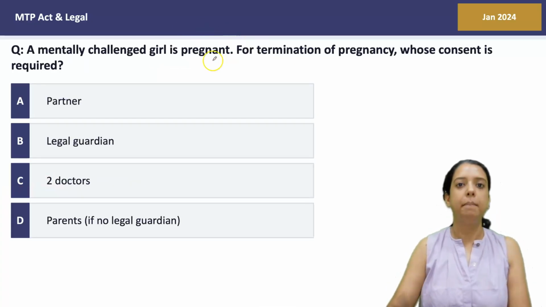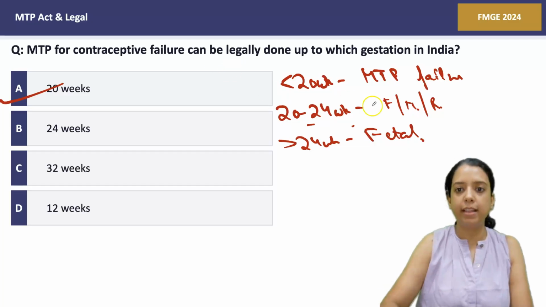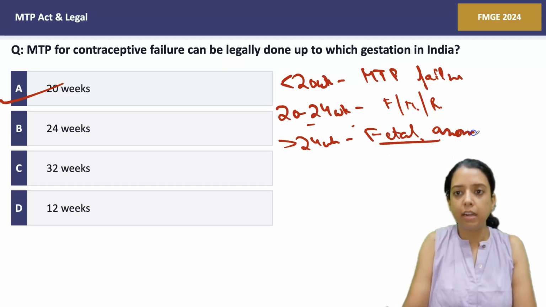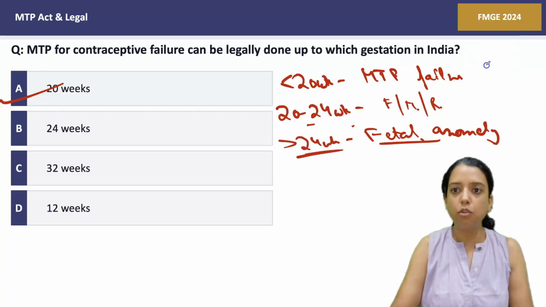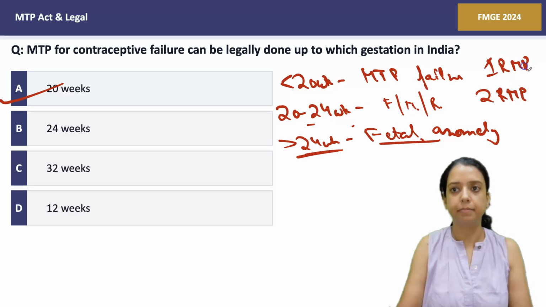Medical board permission is needed only when there is a fetal anomaly and a termination is needed beyond 24 weeks. Okay. Here you need the permission of 1 RMP. Here you need the permission of 2 RMPs.